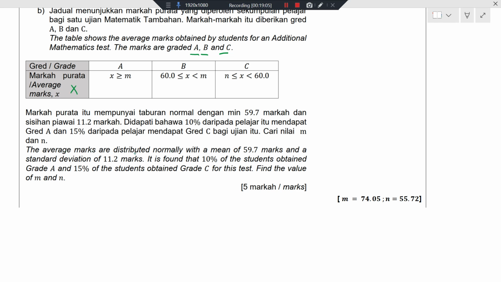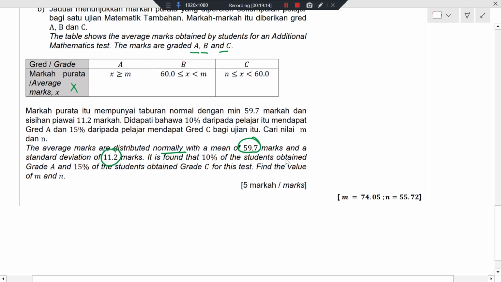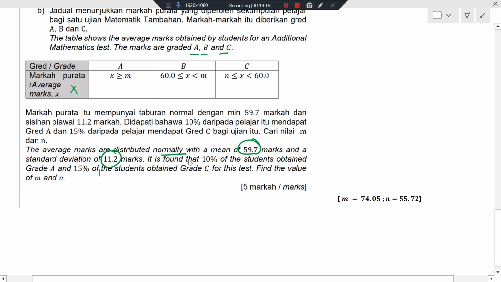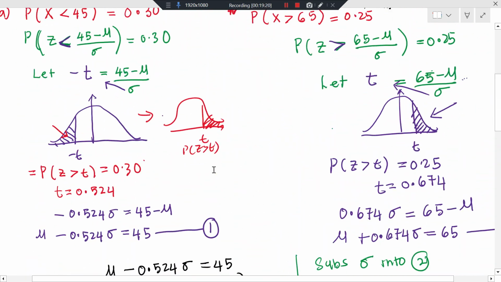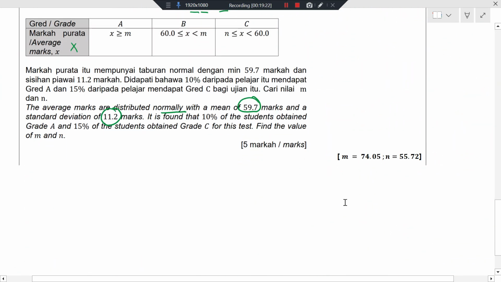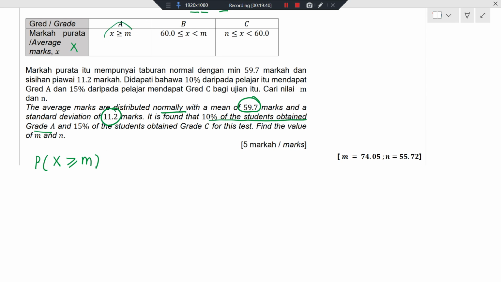The average marks are distributed normally with mean 59.7 and standard deviation 11.2. Again, we are given two probabilities, but in this case it won't be so lengthy compared to the previous question, because you are given the mean and standard deviation. It is found that 10% of the students obtain grade A. That means grade A is probability X greater than or equal to M. They already tell us. The probability of getting grade A is this one.